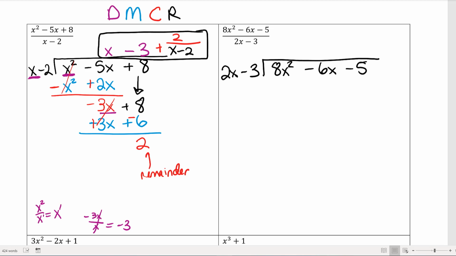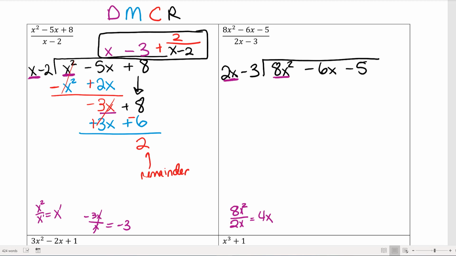D in purple. I'm taking the first term of the polynomial divided by the first term of the denominator polynomial. If you need to think about that, you can write it out. 8x squared divided by 2x. 8 divided by 2 is 4. x squared divided by x is x. 4x is my answer for the D divide.